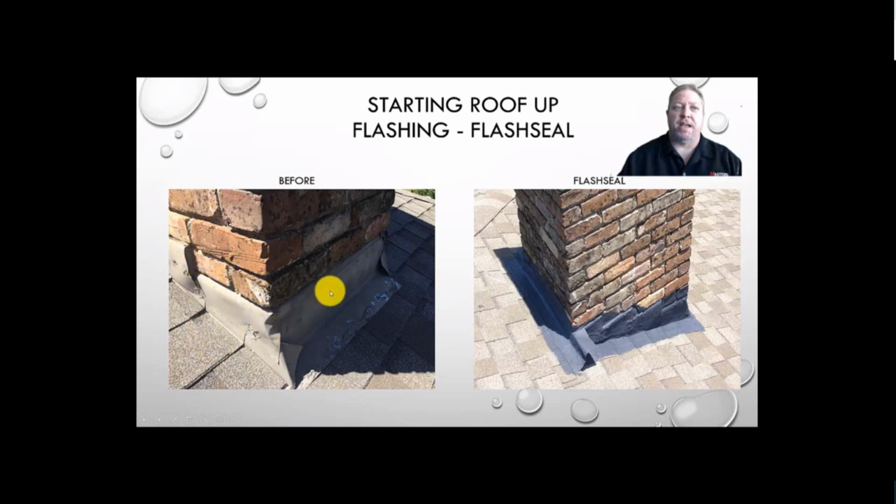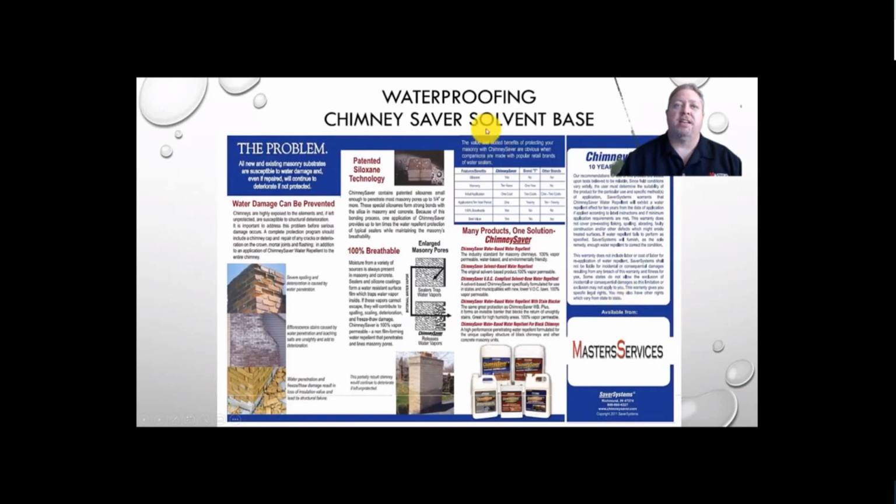As you can see, this is a bad example of, or a good example of bad flashing. And as you come over here, we're going to bond it from the brick through over the flashing onto the roof, creating a perfect watershed from the brick chase down to that. Then we're going to waterproof with Chimney Saver solvent base. Best material ever product to clean a chimney, or to stop water leaks on a chimney.